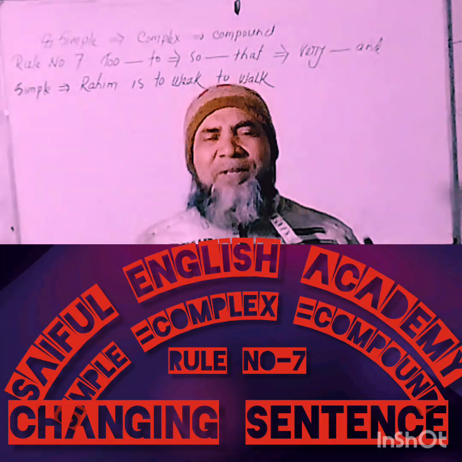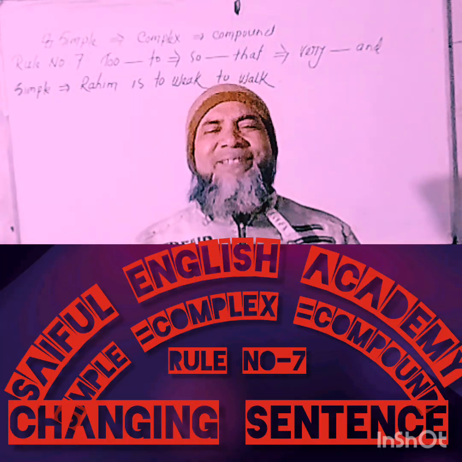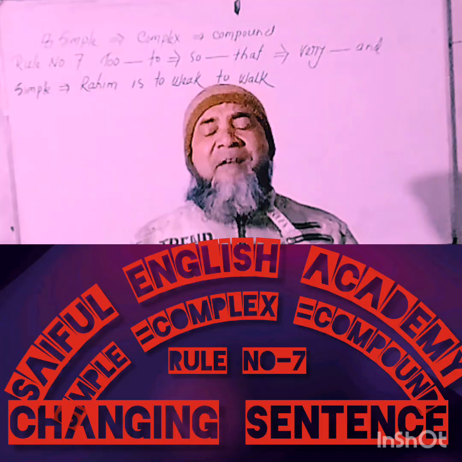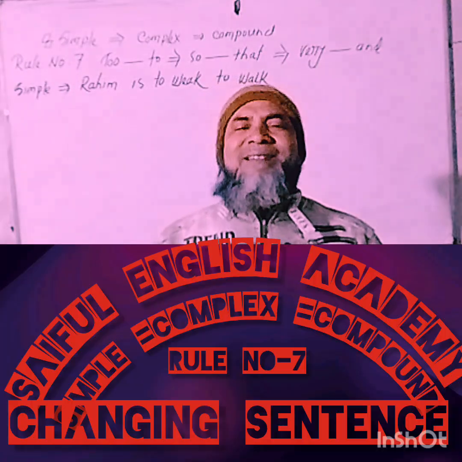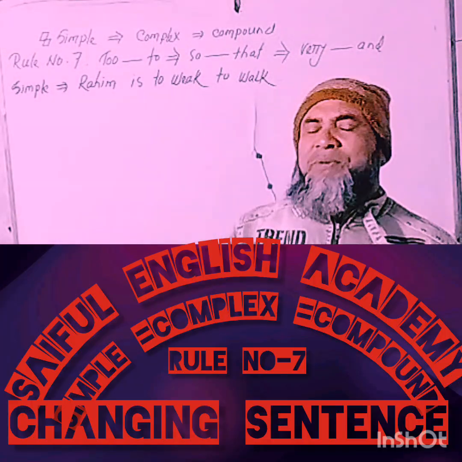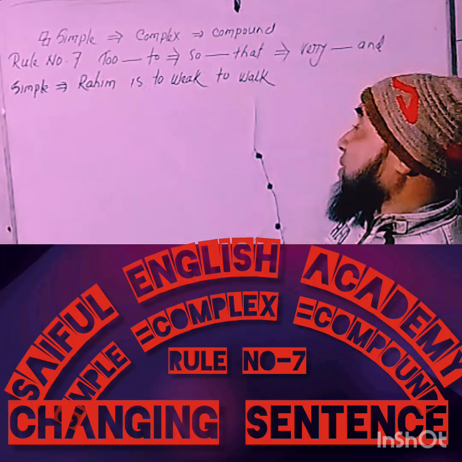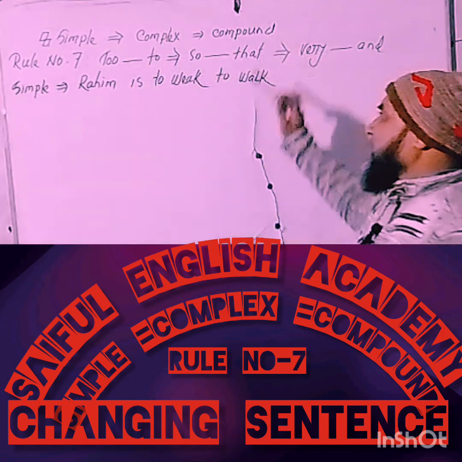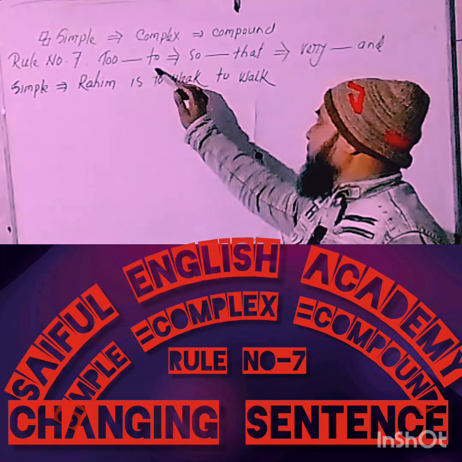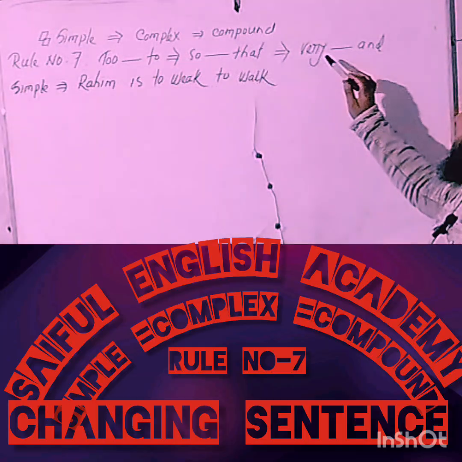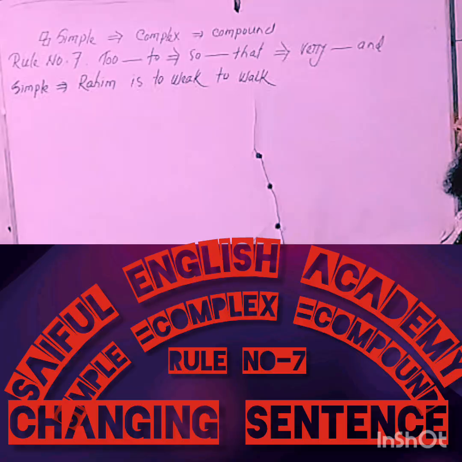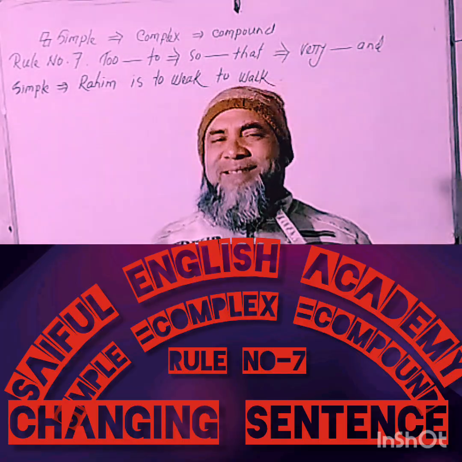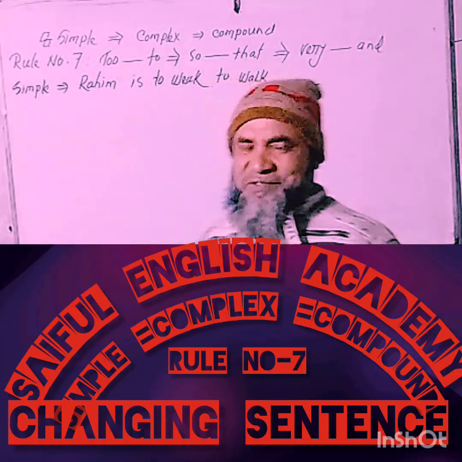How about you? I hope you are very fine by the grace of Allah inshallah, and have watched my previous classes smartly. With reference to my previous classes, today I am present in front of you with a new class about changing sentences from simple to complex to compound. Rule number 7: too...to equals so...that equals very...and. Take a look at the board and try to understand.